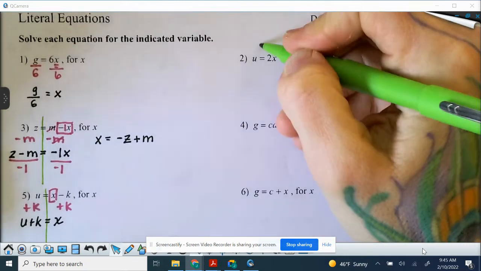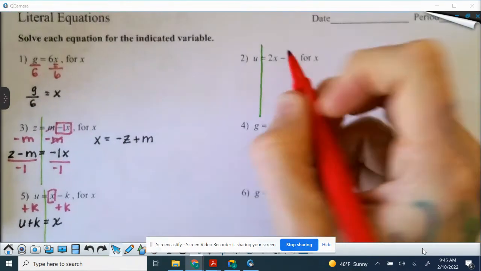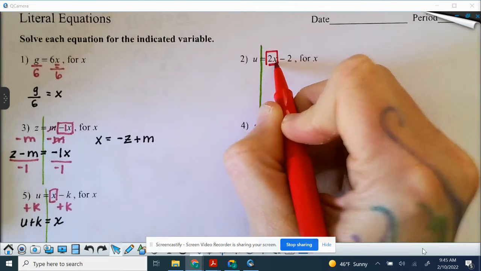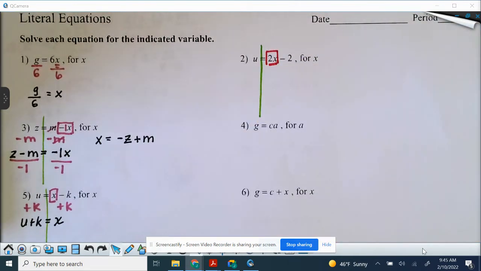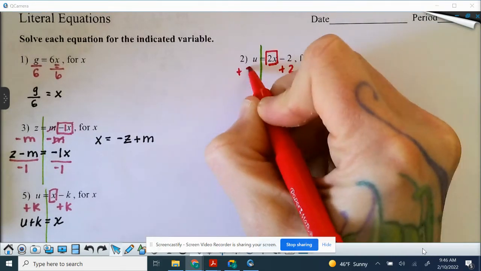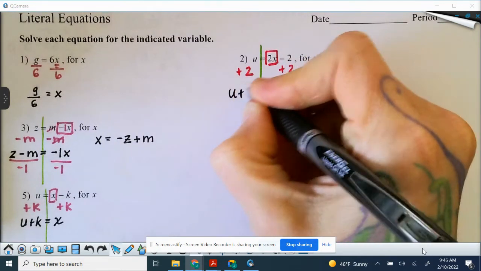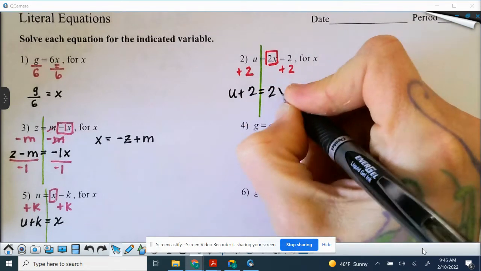So just like your 2-step, 1-step, 3-step equations, I'm a huge fan of your line of great divide. What are you solving for? X. So box him in. Then you decide from there what's on the side with that x that you need to move. So that's a -2, so we're going to add 2 to both sides. 2 and u cannot be combined. They're two different terms. So u plus 2 equals 2x.